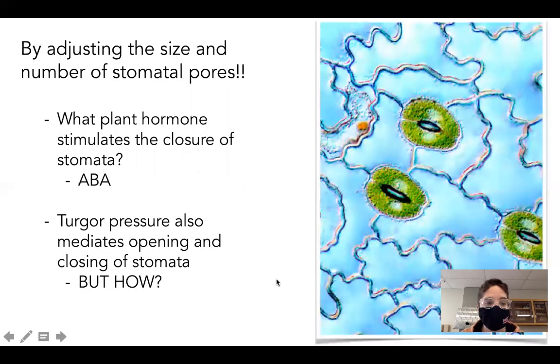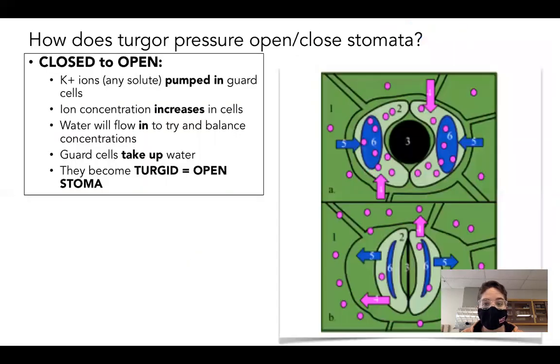And so going back to turgor pressure and how it also mediates the opening and closing of stomata, which we've talked about in lecture so far, but I thought I would just bring it back up to remind you all. And so the opening and closing of the stomata is mediated by this potassium ion gradient.